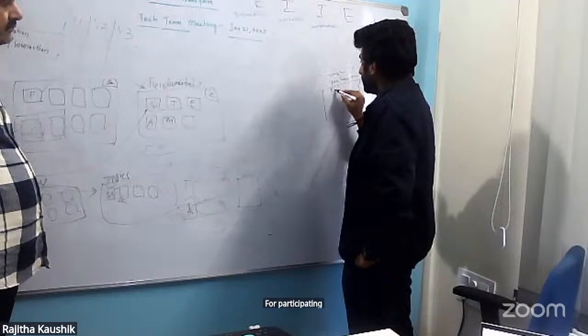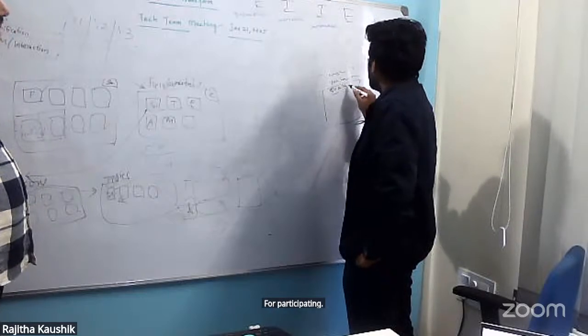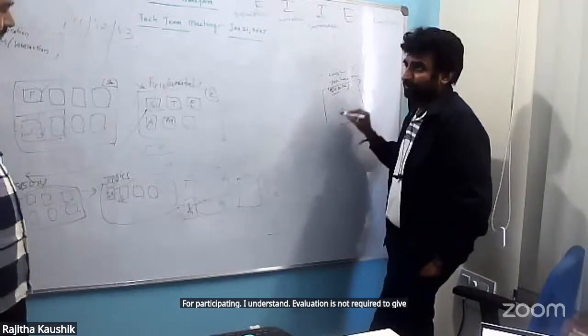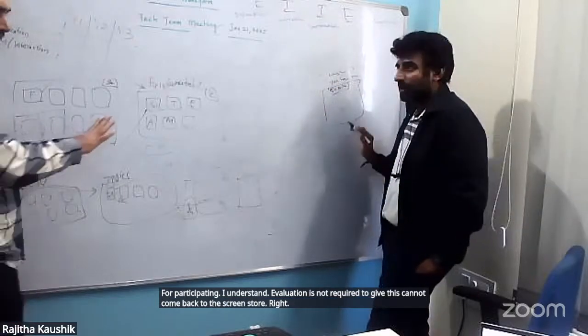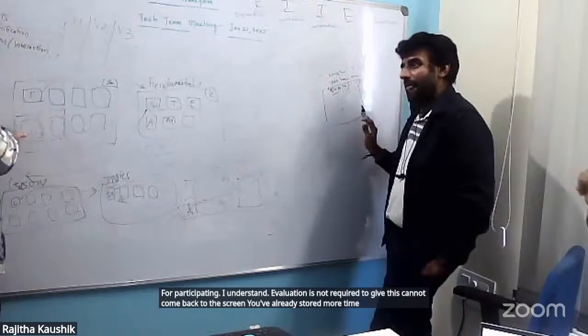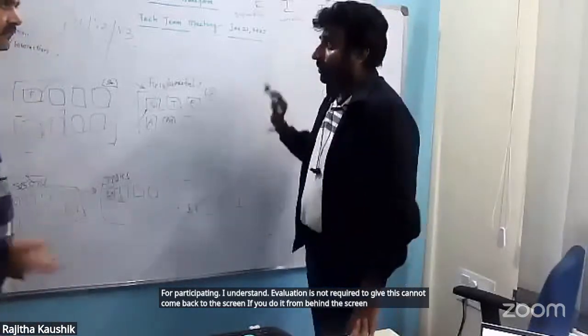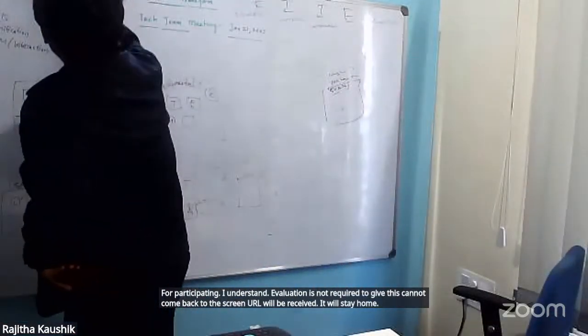For him, I wanted to log in, because he is not able to understand. Evaluation is not required to give at this point. He cannot come back to the screen. It will store. Correct. Progress is stored, and what you have written is stored. Another important aspect is the URL; if you do it from behind the screen, it will be missing. It will hang. So this is the UX part.